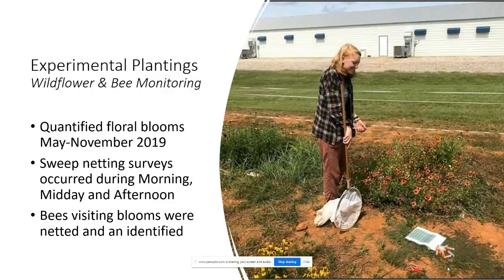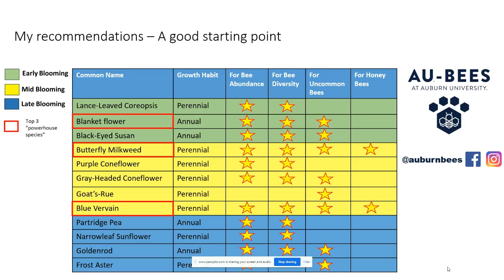She is standing in front of Gaillardia pulchella, or Indian blanket or fire wheel, and she's netting bees on those floral blooms. And we basically quantified all the bees that were visiting the blooming wildflower species, and we identified those bees to species. So from that study, here are some of my recommendations. This is a really good starting point for building your own wildflower meadow species list.